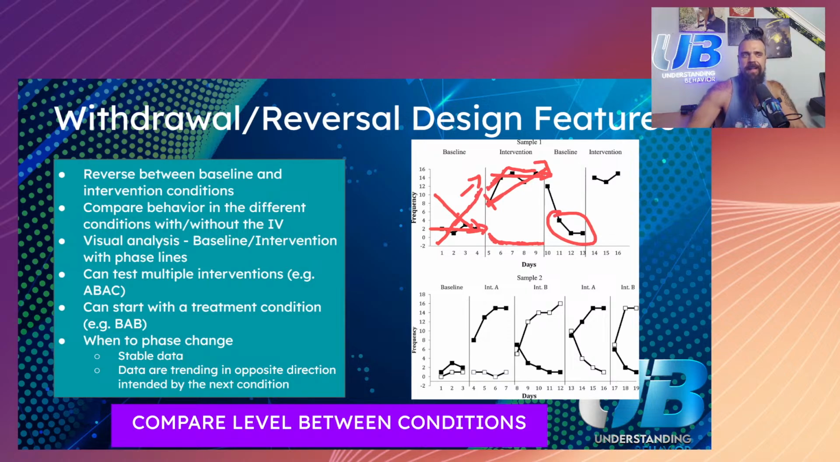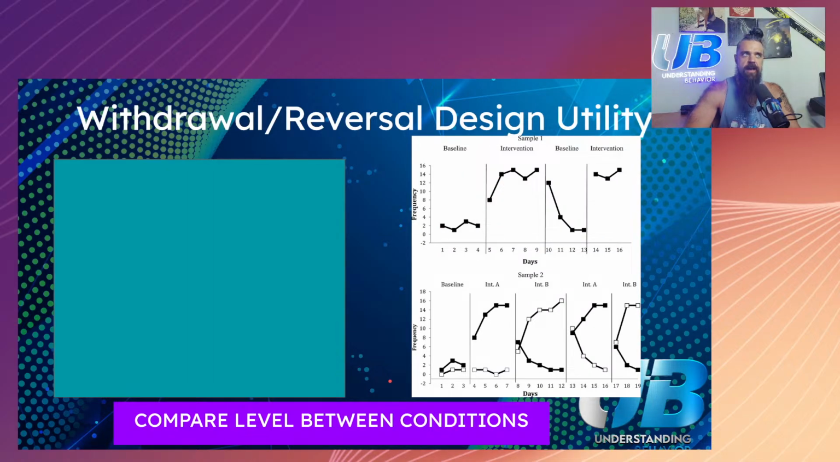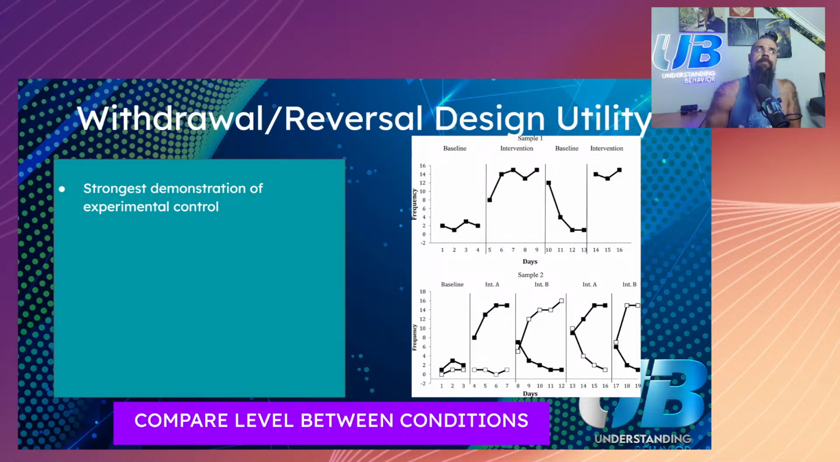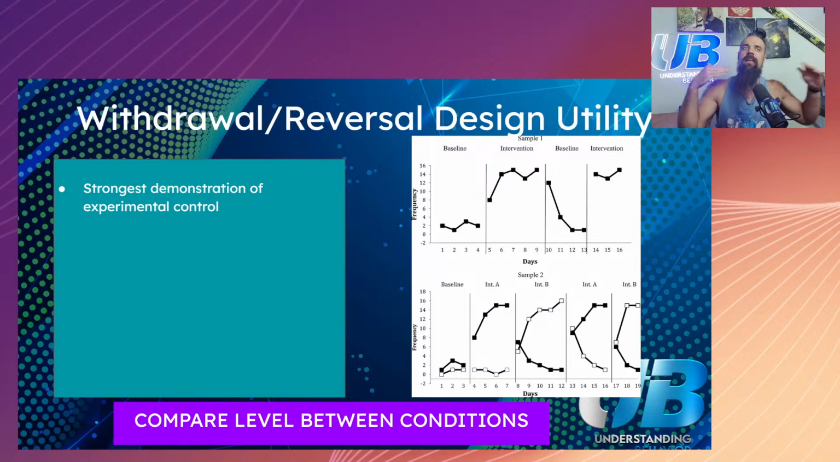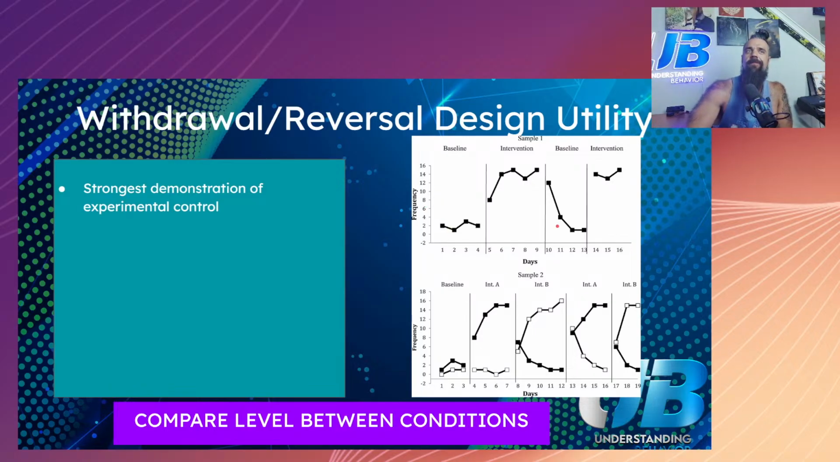Cool. Well, hopefully that's making some sense here. All right, let's go ahead and talk a little bit more about the withdrawal reversal design. A couple different features here. First of all, this is the strongest demonstration of experimental control out of any of our designs. Usually, the strength of a design is going to be relevant to how, or if, we implement and remove an independent variable. So we do that very clearly here with our baseline, intervention, baseline.